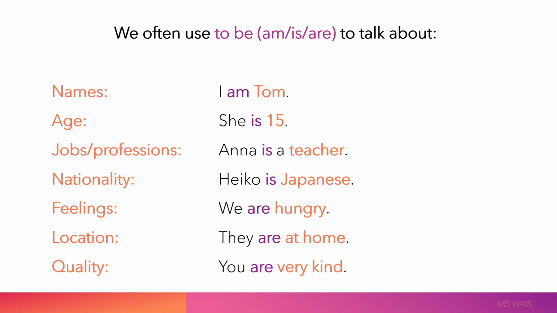We often use to be to talk about names, I am Tom. Age, She is 15. Jobs or professions, Anna is a teacher. Nationality, Heiko is Japanese. Feelings, We are hungry. Location, They are at home. Quality. You are very kind.